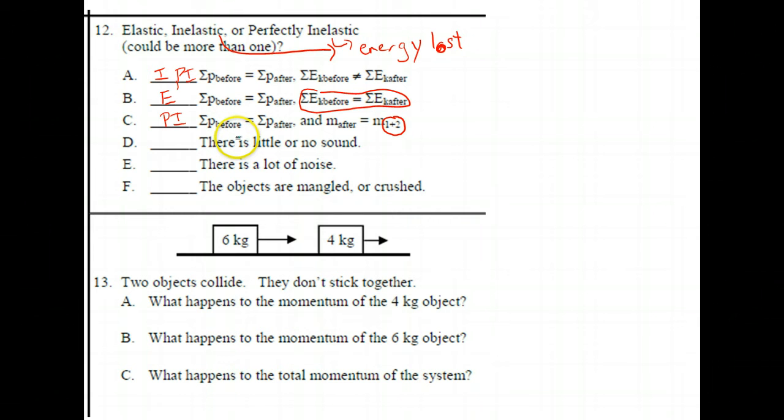Now, let's look at if there is little or no sound created during the collision. What do you think that one might be? Elastic. Yep. Because it takes energy to make sound, right? So energy would be lost out of the system due to sound. So if there's a lot of noise, that could be inelastic or perfectly inelastic. Either one. How about if the objects are mangled or crushed up? Definitely, that's an option, perfectly inelastic, or it could also be inelastic. Okay.